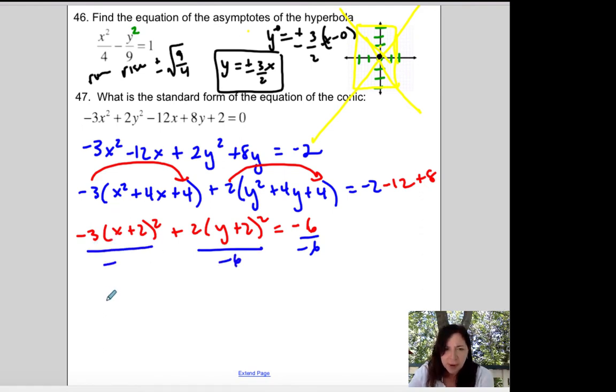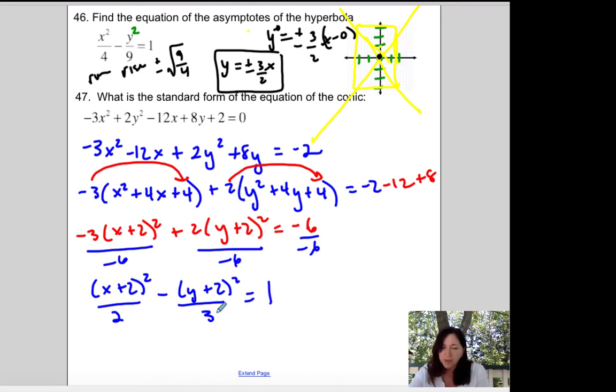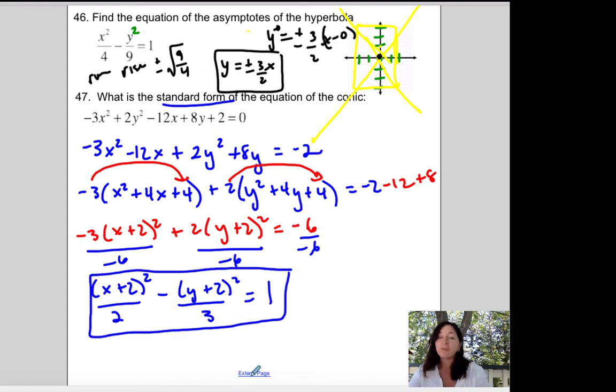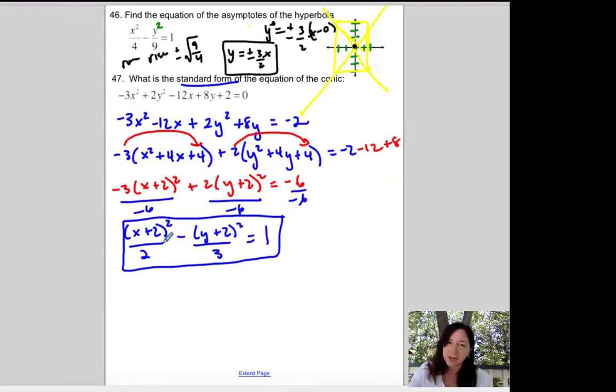So divide everything by negative 6. And so I end up getting x plus 2 quantity squared over 2 minus y plus 2 quantity squared over 3 is equal to 1. So for this problem right here, all I have to do is find the standard form. Oh, they're only asking for the standard form. But just for fun, because why not? It is a review. Let's find the equation of the asymptotes.